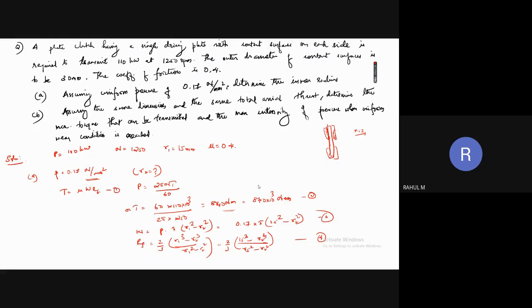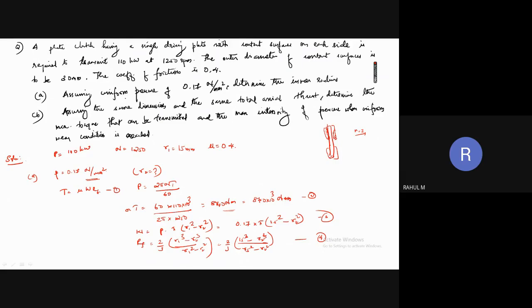A plate clutch having a single driving plate. The contact surface on each side is required to transmit 110 kilowatt at 1250 rpm. The outer diameter of the contact surface is 30 mm. The coefficient of friction is 0.4. Assuming uniform pressure of 0.17 N/mm², determine the inner radius.